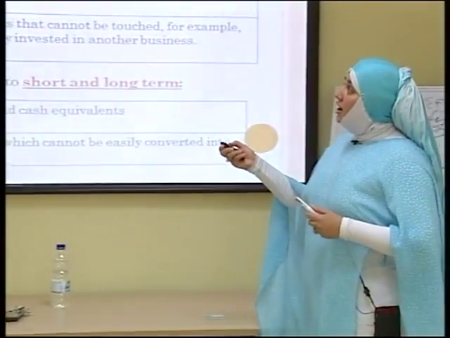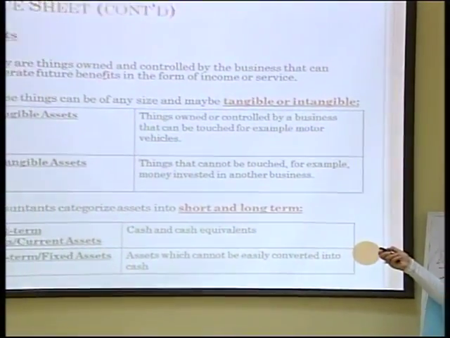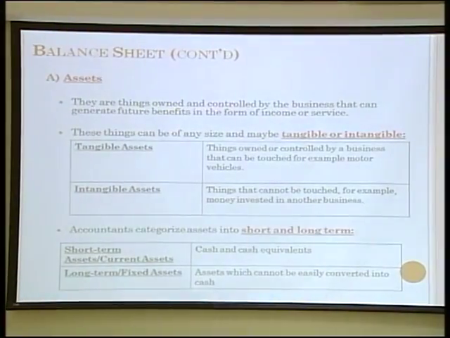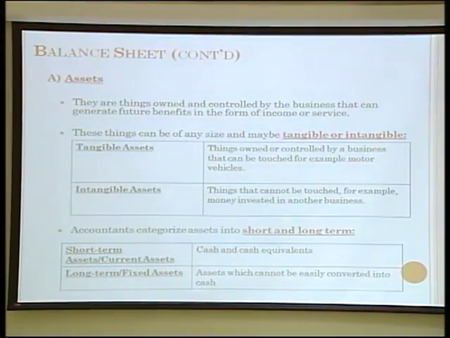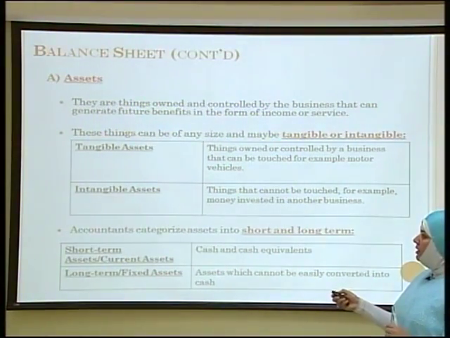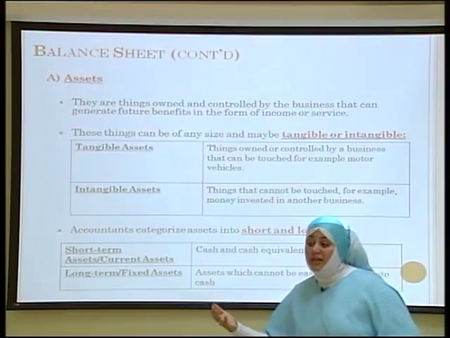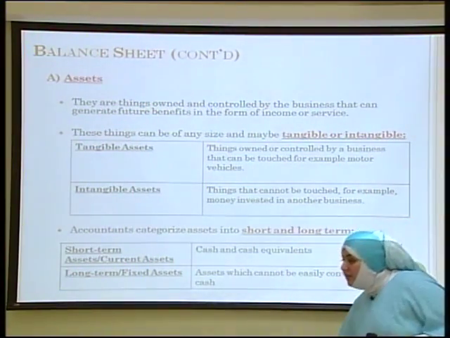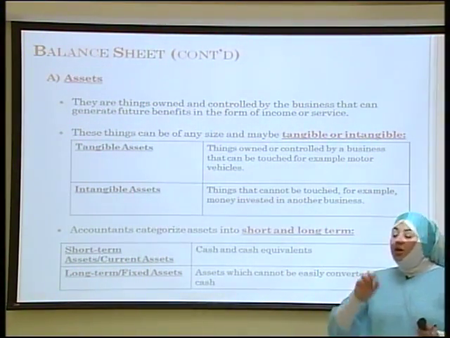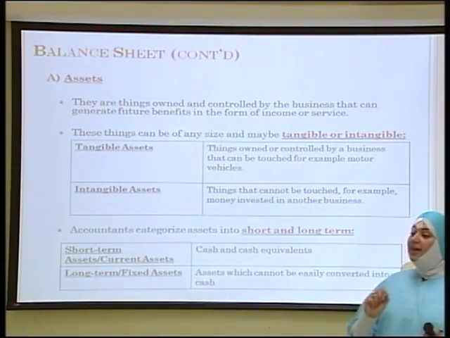So assets are things owned and controlled by the business that can generate future benefits in the form of income or service. Okay? Like as we said here, buildings, equipment, motor vehicle, and so on. Cash. These things can be of any size and may be tangible or intangible. Sometimes you have tangible assets, sometimes you have intangible assets. When we talk about tangible, something can be touched. Intangible, something that you can't touch.